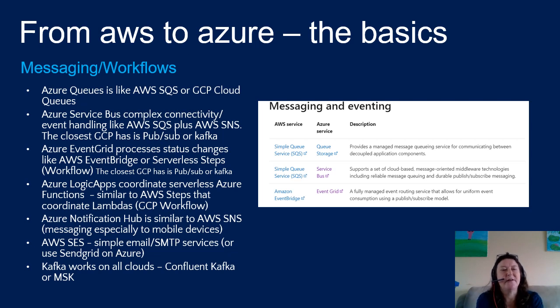Now, other options in the various clouds are more complex. So for example, Azure Service Bus can be very complex, can involve a lot of connectivity between different services and a lot of different types of event handling. So it can handle different types of events coming in from different parts of Azure, and it can publish to different parts of Azure as well. So it can be quite complex.